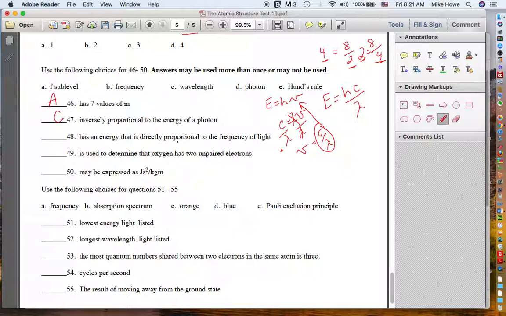Okay, energy is directly proportional to frequency. That's this equation. So what does this equation apply to? Applies to photons.